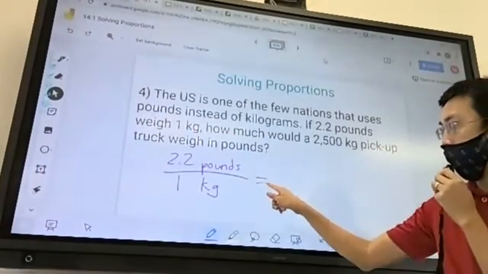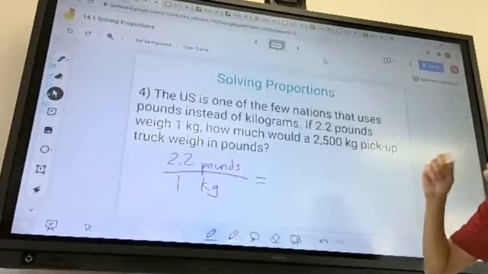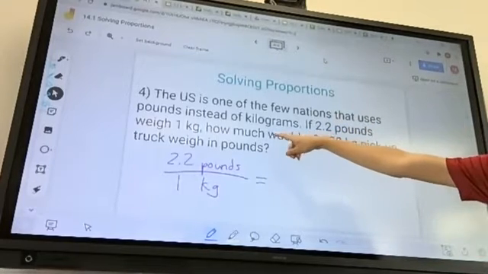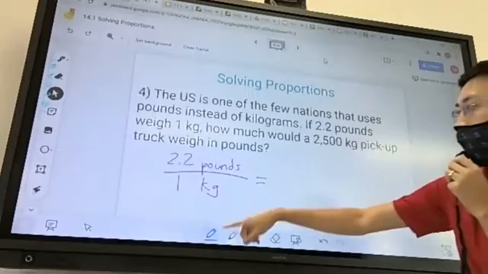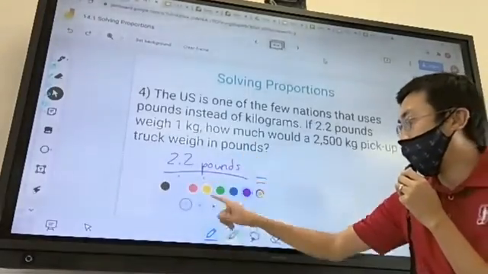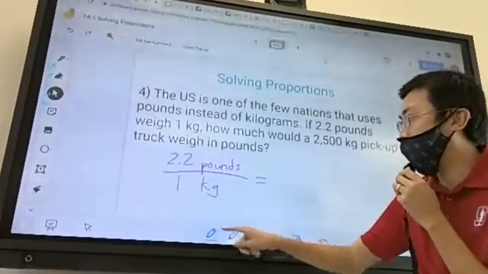99% of the rest of the world uses kilograms as their weight. Well, who are the 3 nations? US, somewhere in Africa, and I think somewhere else, like, it doesn't matter. It's where, like, no one uses it.